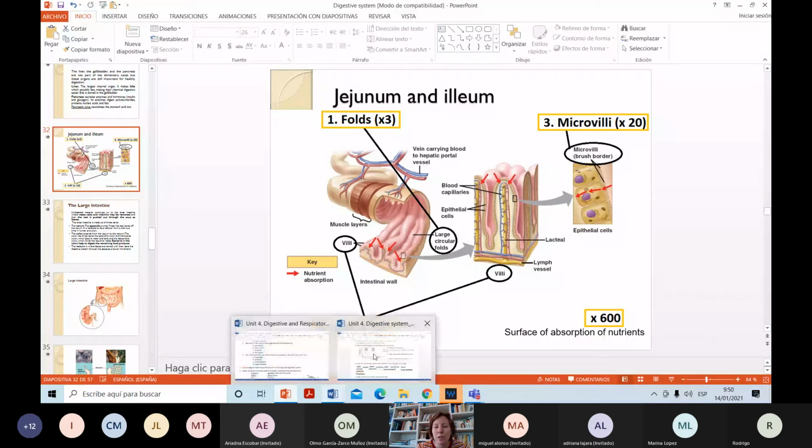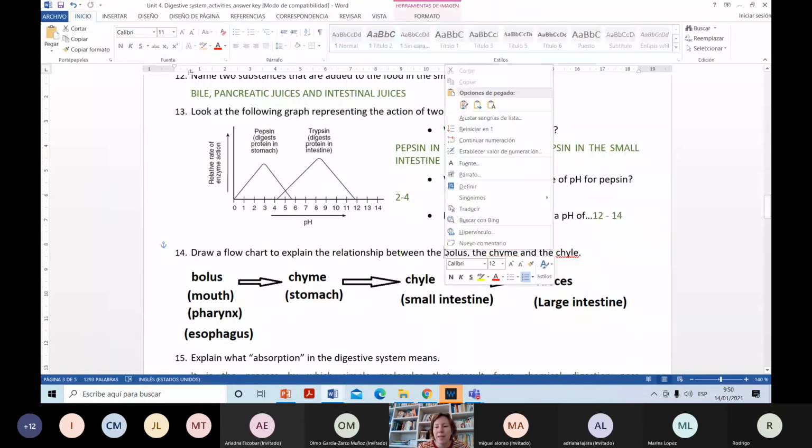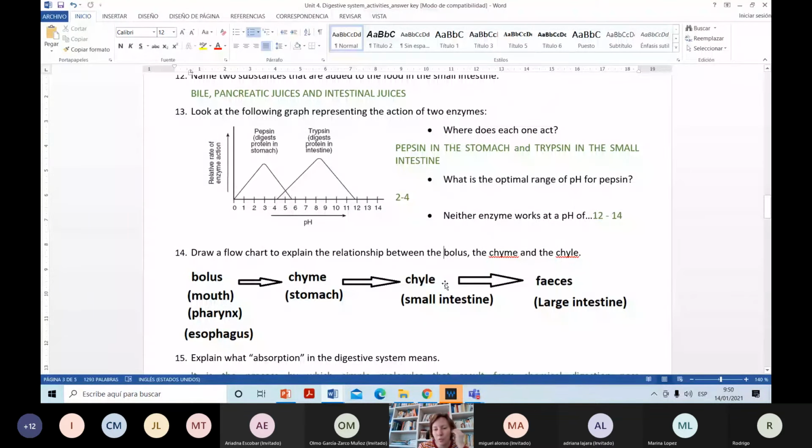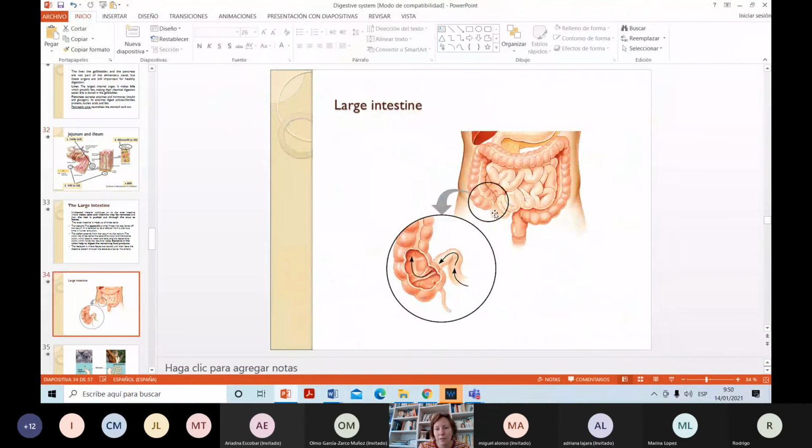So with all those 3 structures, very important structures in the small intestine, the chyle will have no useful nutrients, and because it's a liquid with no useful nutrients, we call it feces. And they go to the large intestine. They go there through the ileocecal valve. That is this valve there.